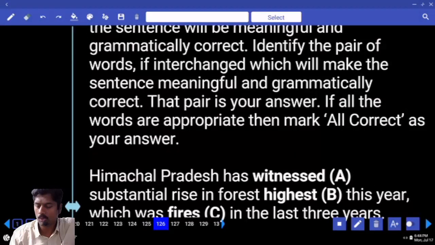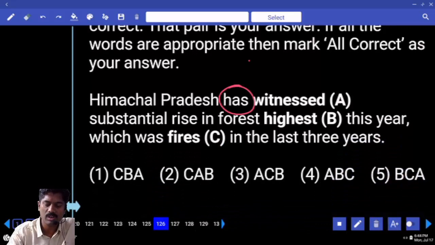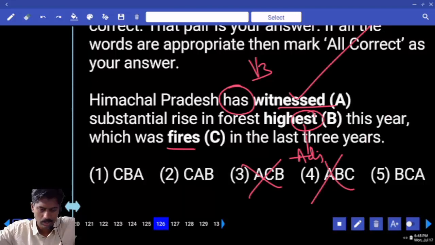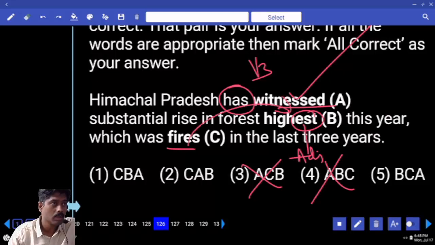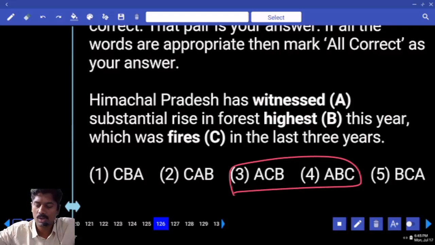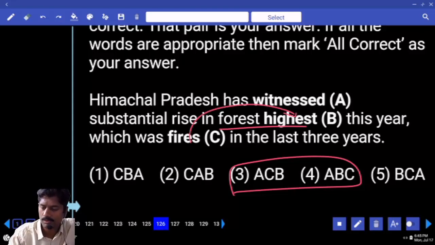We need to interchange the three bold words. Himachal Pradesh has. After has, what do we require? V3. Witnessed, okay. Highest, EST, ER, adjective, not possible. A is absolutely correct. It has witnessed substantial rise in forest fires this year, which was the highest in the last. A is correct, so our answer is either A or C. So, substantial rise in forest highest or forest fires? Forest fires this year, which was the highest. A, C, D, third option.